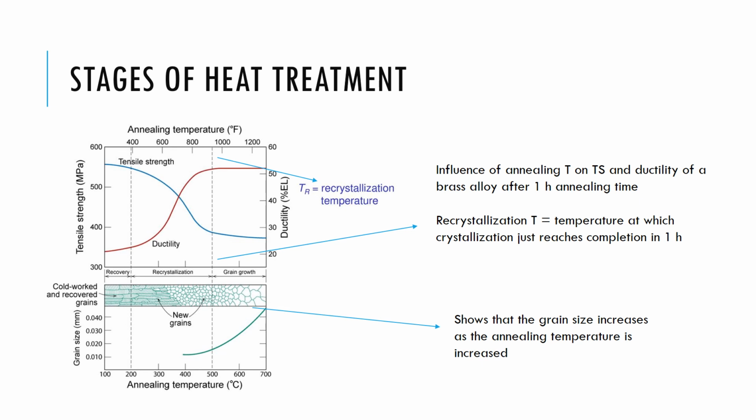The first graph here is a plot of tensile strength and ductility against the annealing temperature. It shows you the influence of the annealing temperature on the tensile strength and ductility of a brass alloy after just 1 hour of annealing time. The recrystallization temperature is shown on there as the dashed line. So this is the temperature at which crystallization just reaches completion in 1 hour. And it shows that the grain size increases as the annealing temperature is increased.